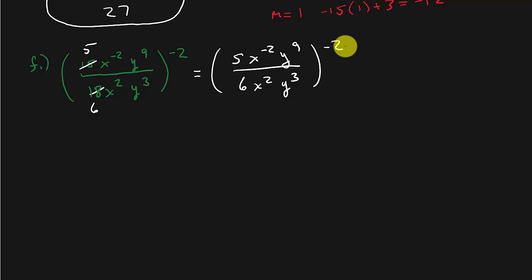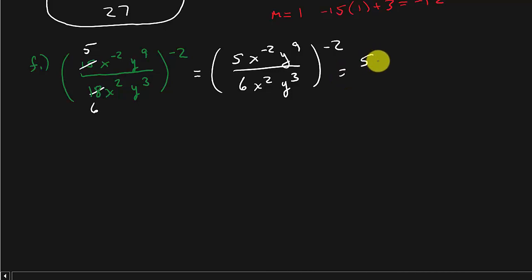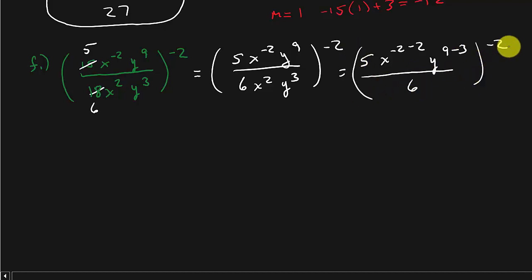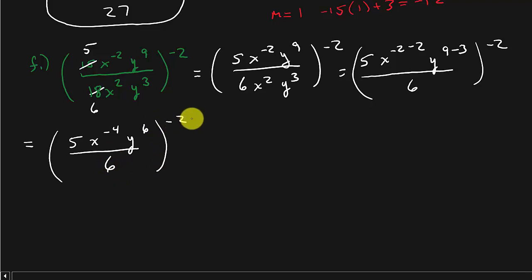Now let's apply our exponent properties. That's going to be 5x to the (negative 2 minus 2), the negative 2 minus this 2, y to the (9 minus 3), over 6, and then all that is to the negative 2. When you're dividing and you have like bases, you subtract your exponents. So now that's going to leave me with 5x to the negative 4, y to the 6th, over 6, and then that's all raised to the negative 2.